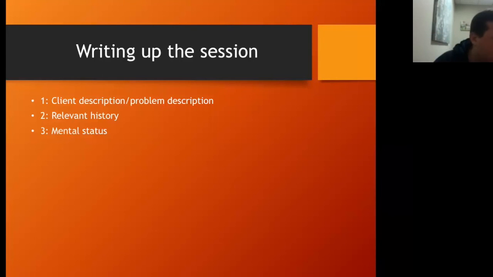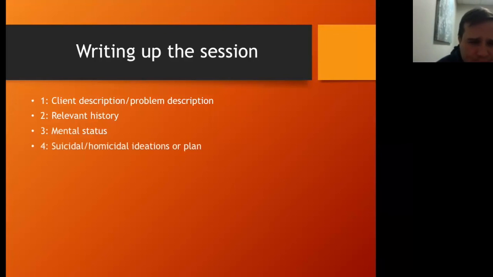The mental status. Every agency has their own version of this, but a mental status exam is really important in helping you target and figure out some of the more prominent defense mechanisms that the client uses, and gain a little bit of an understanding of their personality. Any active psychosis or any active mania, mental health stuff will usually become more apparent when you do a mental status exam. You always want to incorporate suicidal and homicidal ideation or plans.